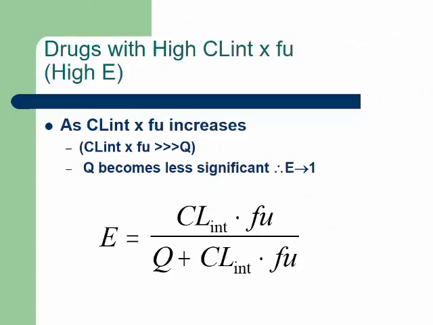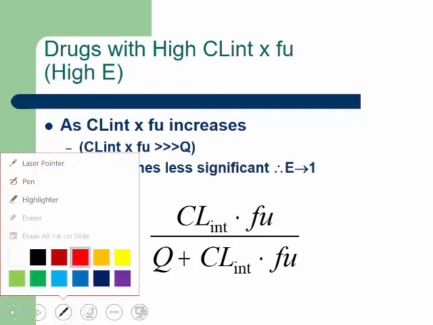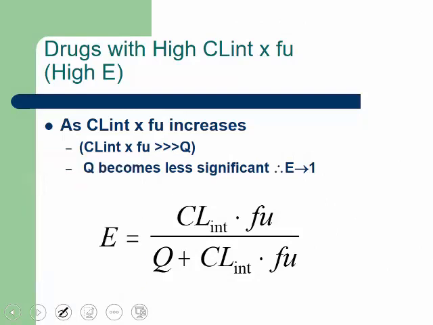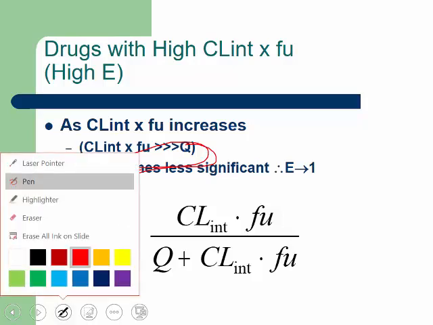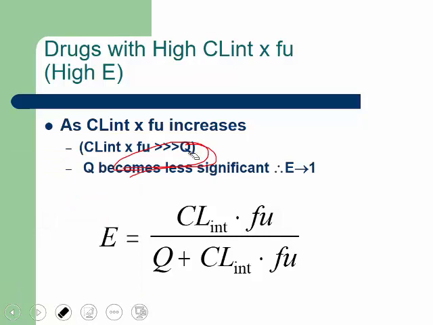That's not it. Alright, well. Alright, so I guess I can't write on this, but maybe I can write this. Okay, so as your clearance times fraction unbound, why is that doing that? Sorry, still learning here. Okay.